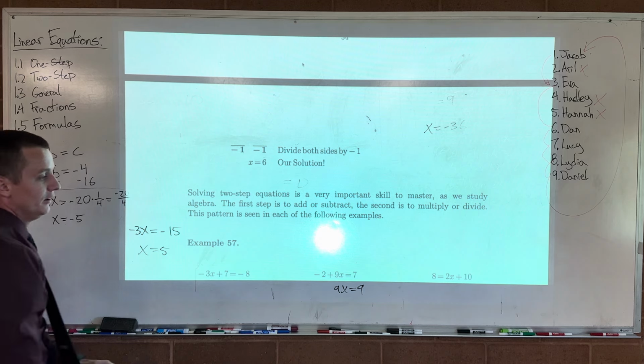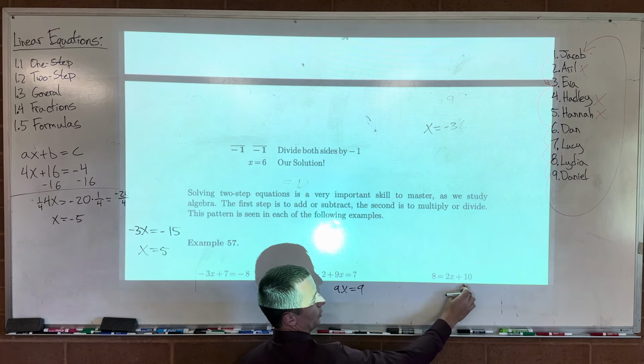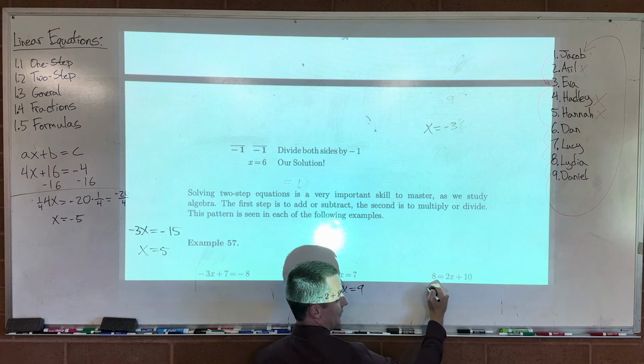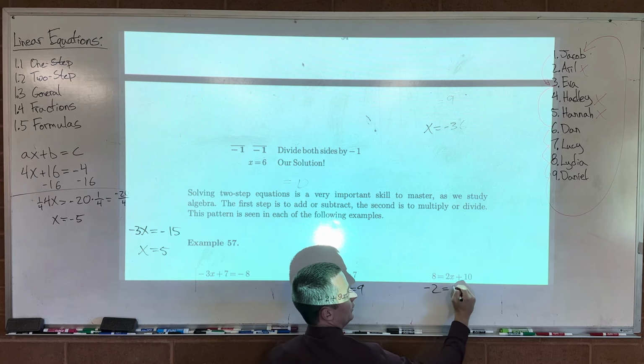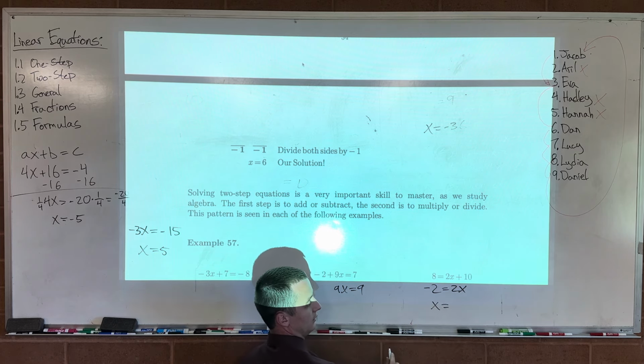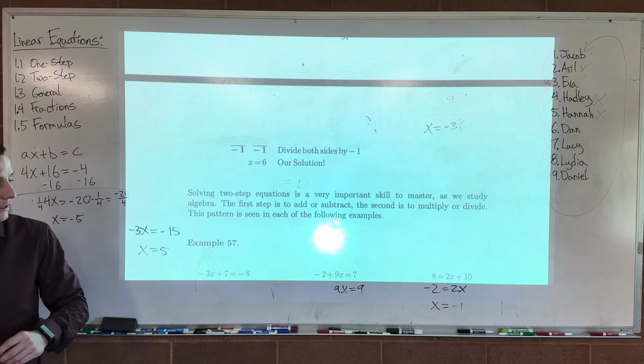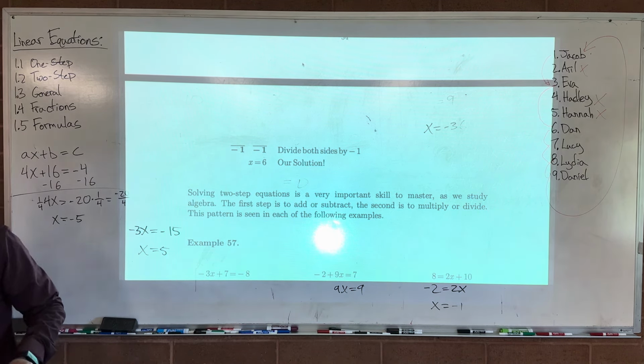All right, last one. If 8 equals 2x minus 10, what do we do first? Minus 10 from both sides, so this becomes negative 2 is equal to 2x. So x is equal to what? Negative 1. Divide both sides by 2, and you get x is equal to negative 1.